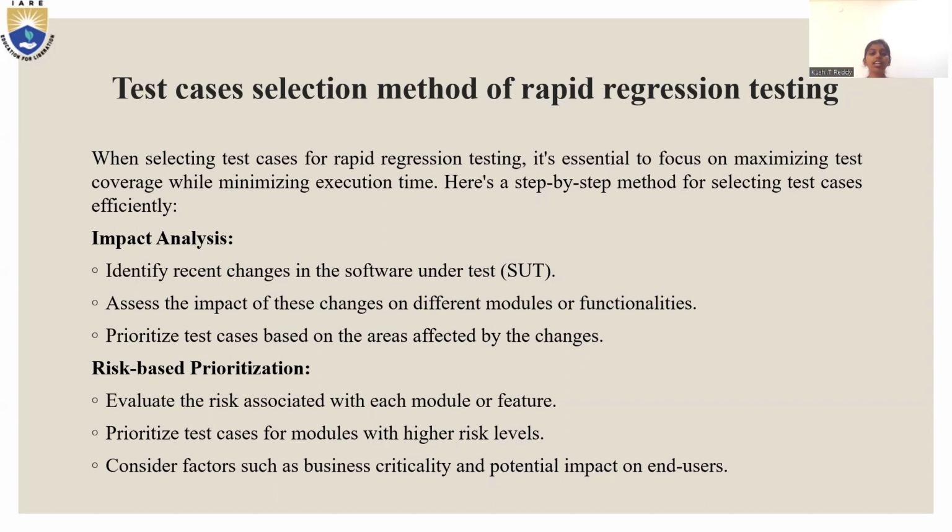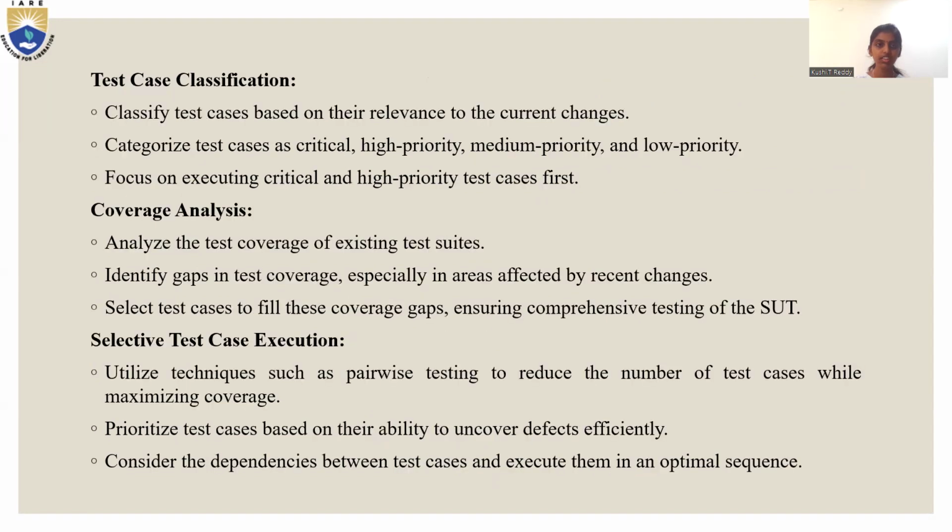Next is risk-based prioritization. Evaluate the risk associated with each module or feature. Prioritize test cases for modules with higher risk levels. Consider factors such as business criticality and potential impact on end users. So these are two steps: one is impact analysis and one is risk-based prioritization.